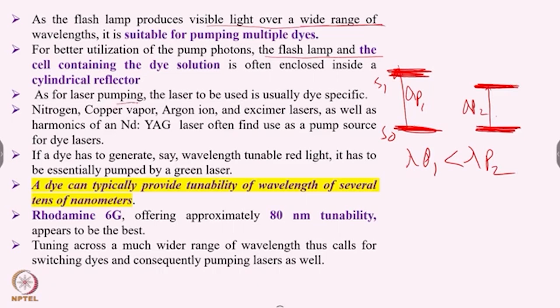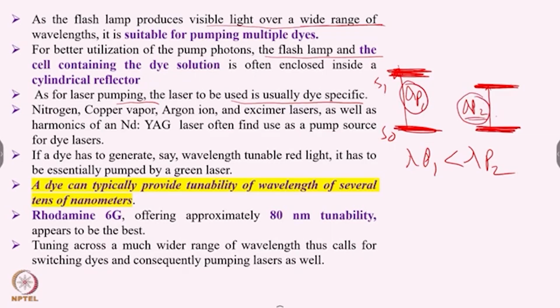In case of laser pumping, on the other hand, the laser to be used is usually dye specific. For example, for this dye, you would need a laser whose wavelength should be say lambda P1, and to pump this dye, you should have a laser whose wavelength should be lambda P2.